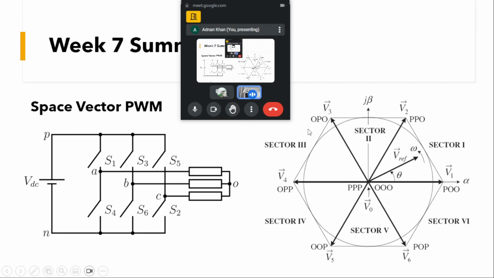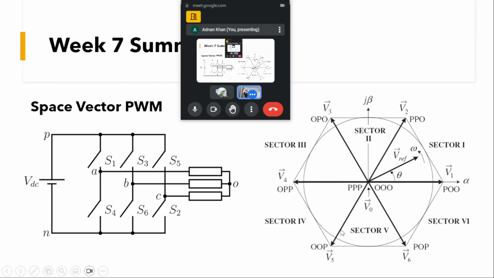Similarly, if we have a switching state of OPO, here you can see only the B vector is on. We saw that when only A was on, it was aligned with 0 degrees, like the A phase, and when only B is on, it will be at 120 degrees from A, represented by V3. In a similar fashion, if we have OPP, like B and C, we will be getting this vector that will be on the 180 degree line.